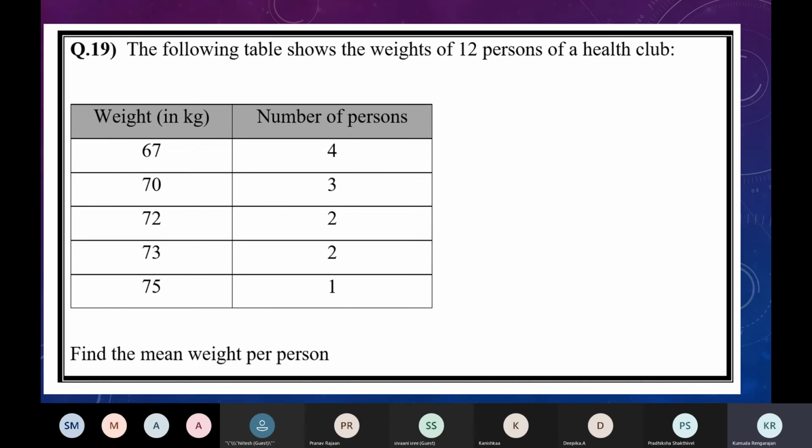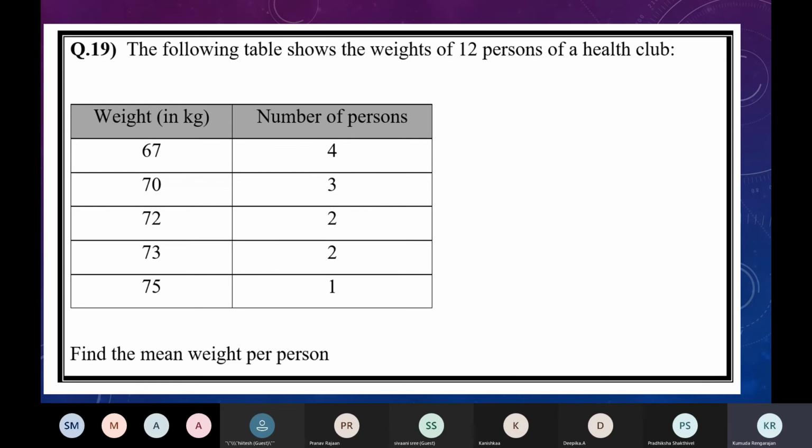So far it was only about raw data. We were given some numbers. We had to find the mean of the first 5 prime numbers or something like that, where we just had a few numbers with us, which we call the raw data. So far we were dealing with finding mean for raw data. So here we have a frequency table and we need to find the mean weight per person.